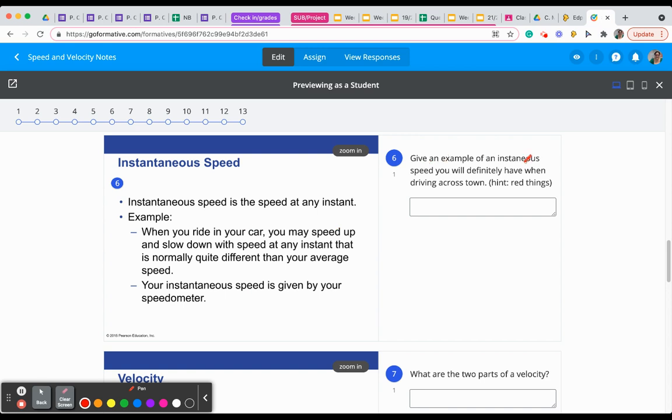So give an example of an instantaneous speed you will definitely have when driving across town. Hint, red things. So think there's two things that it could be, right? Stop signs and red lights.